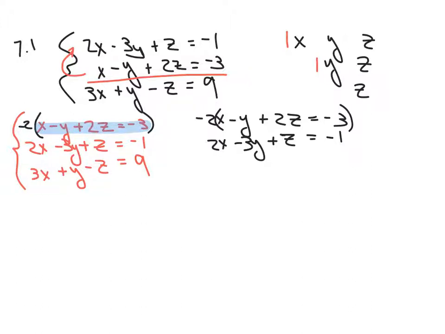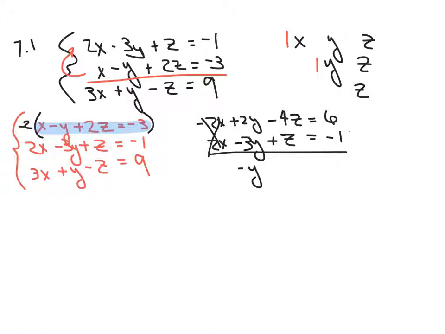All right, so notice what I did. I took the same thing, I'm multiplying it by negative 2. I'm going to erase this whole thing and distribute that negative 2 rather than rewrite it again. Negative 2 times x is negative 2x plus 2y minus 4z equals 6. Now I'm going to add those. Those go away. Negative y minus 3z equals 5.